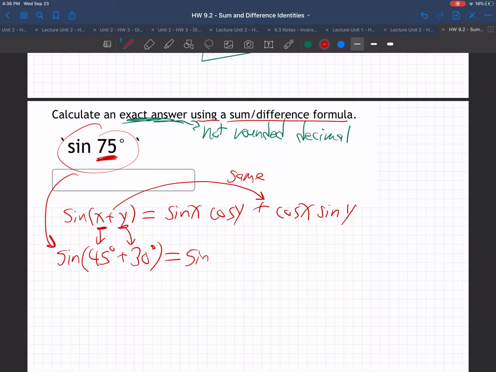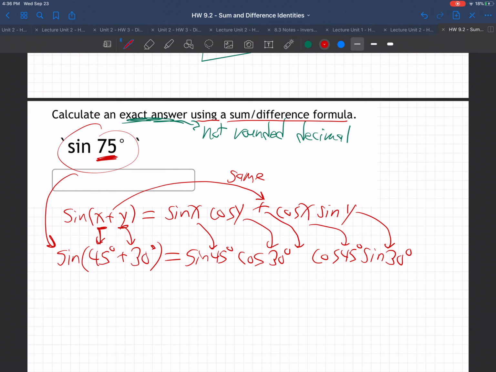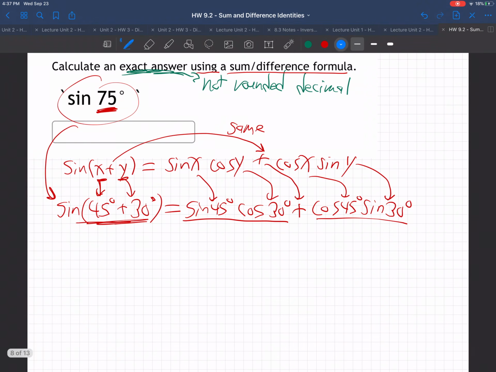And then according to the sine sum formula, x is 45 and y is 30, and the plus is in the middle. So there we go. The sine of 75 degrees is sine 45 cosine 30, plus cosine 45 sine 30, added up. These we can get on the unit circle.